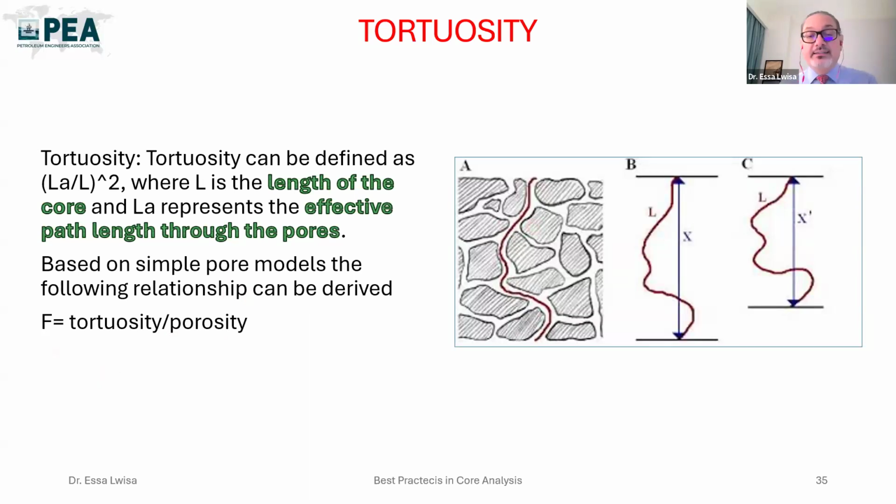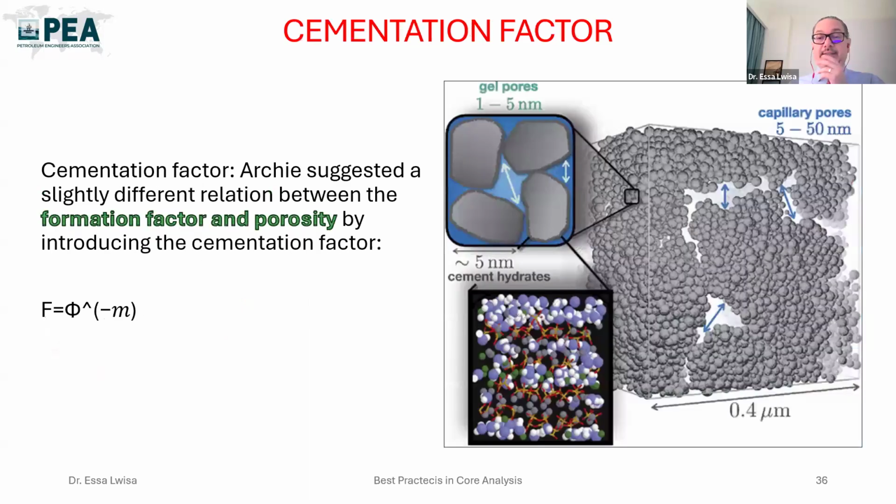Okay, the next property is the cementation factor. Look here, F equals phi, where phi is porosity, to the power of minus M. That M is the cementation factor. Archie suggested a slightly different relation between the formation factor and porosity by introducing the cementation factor. So the cementation factor is the relationship between porosity and formation factor.